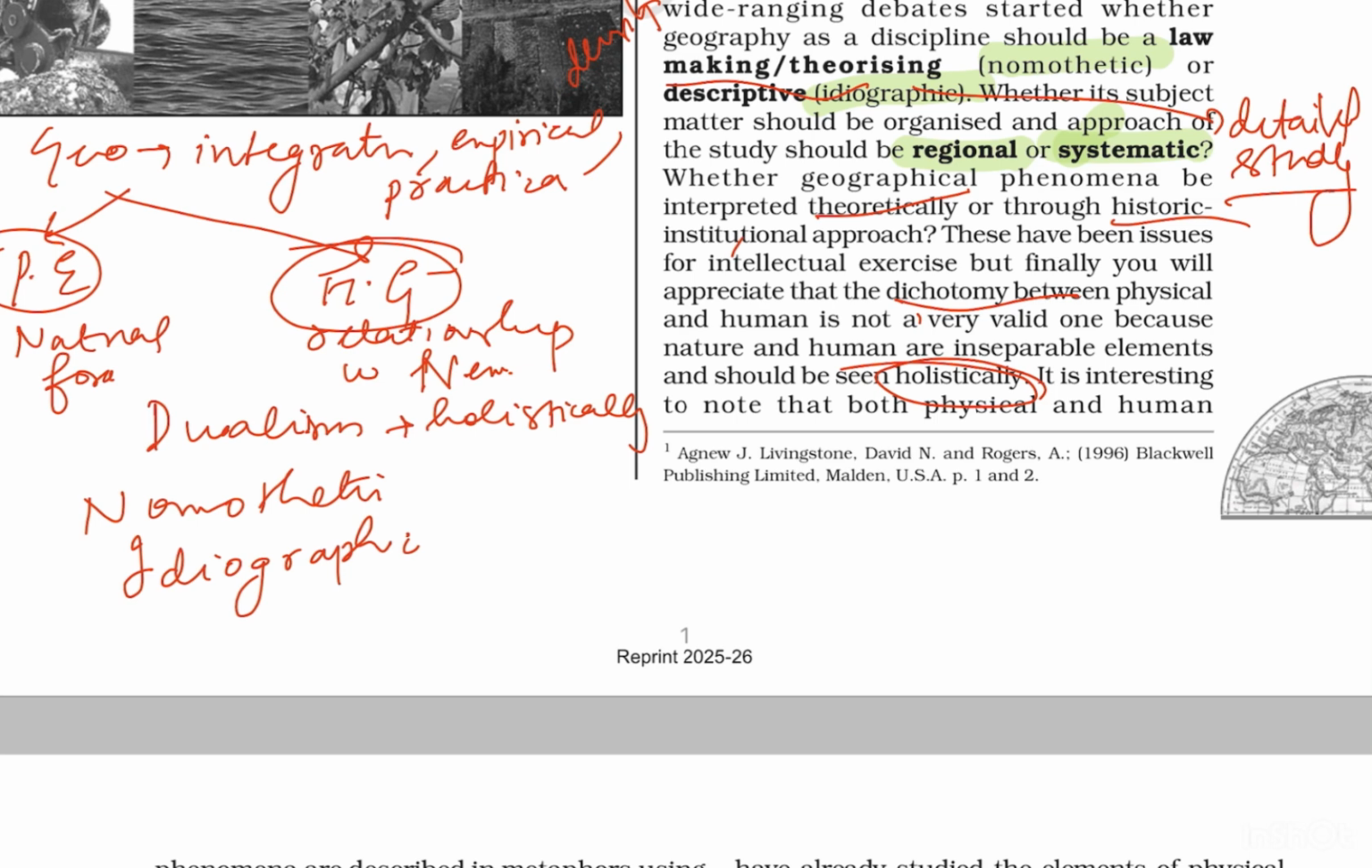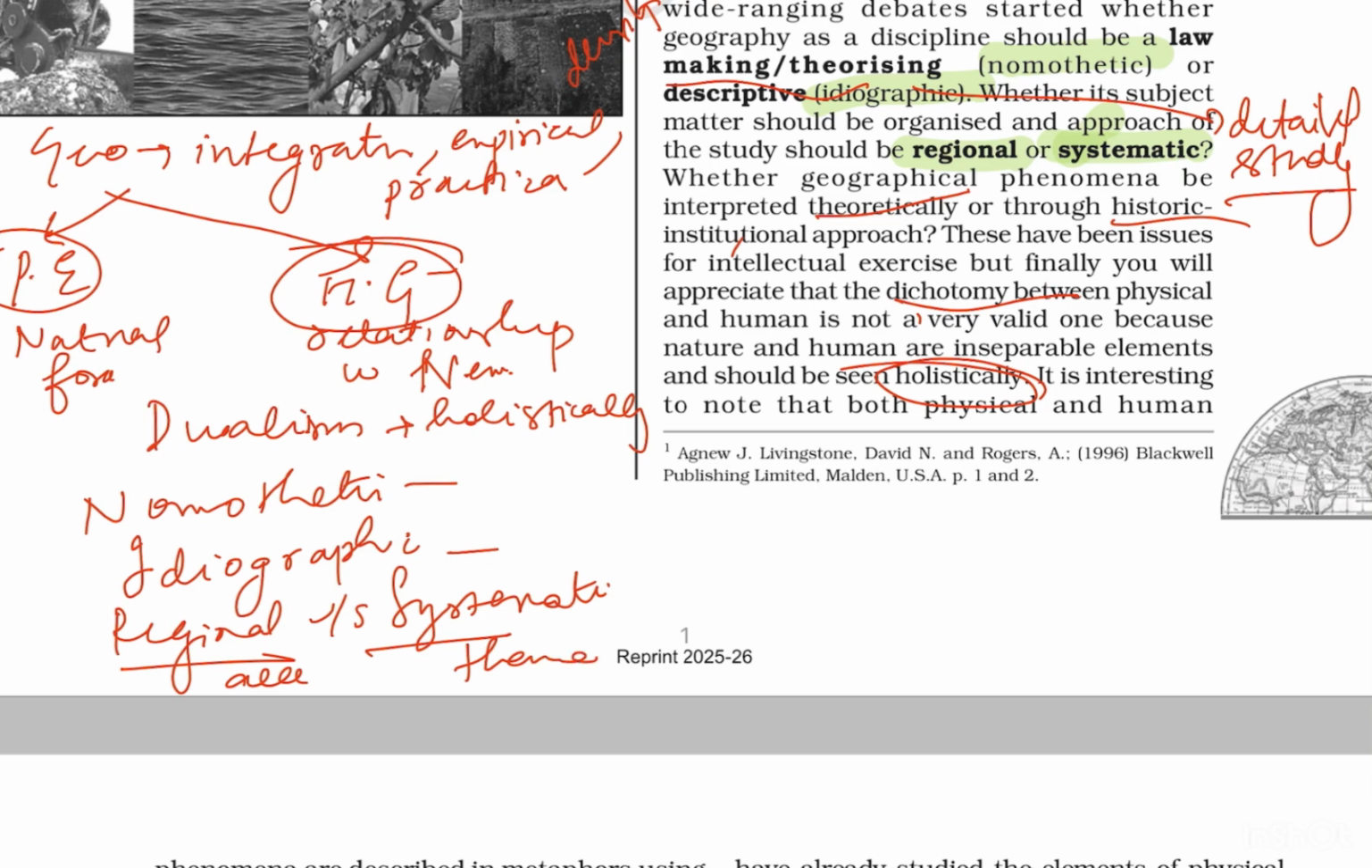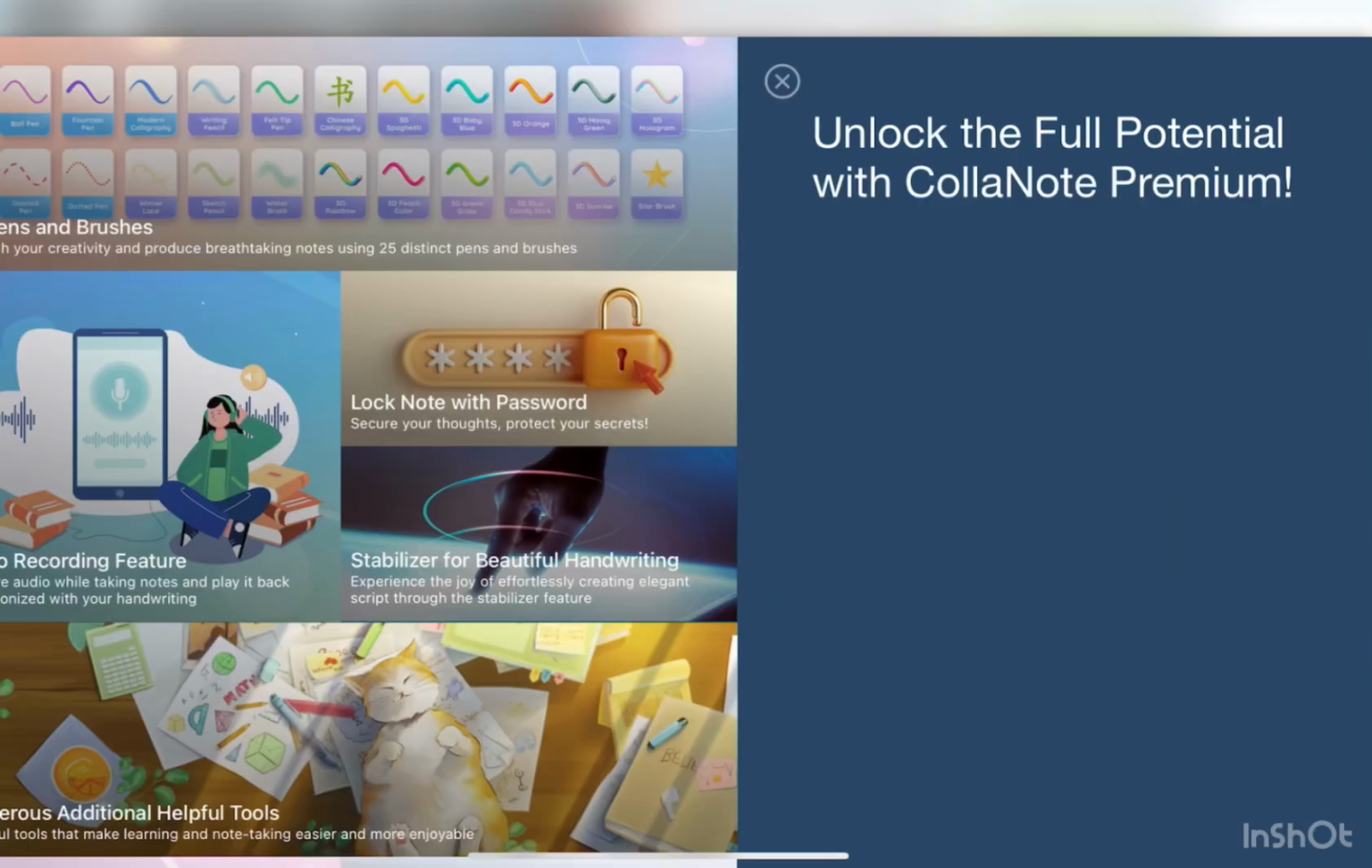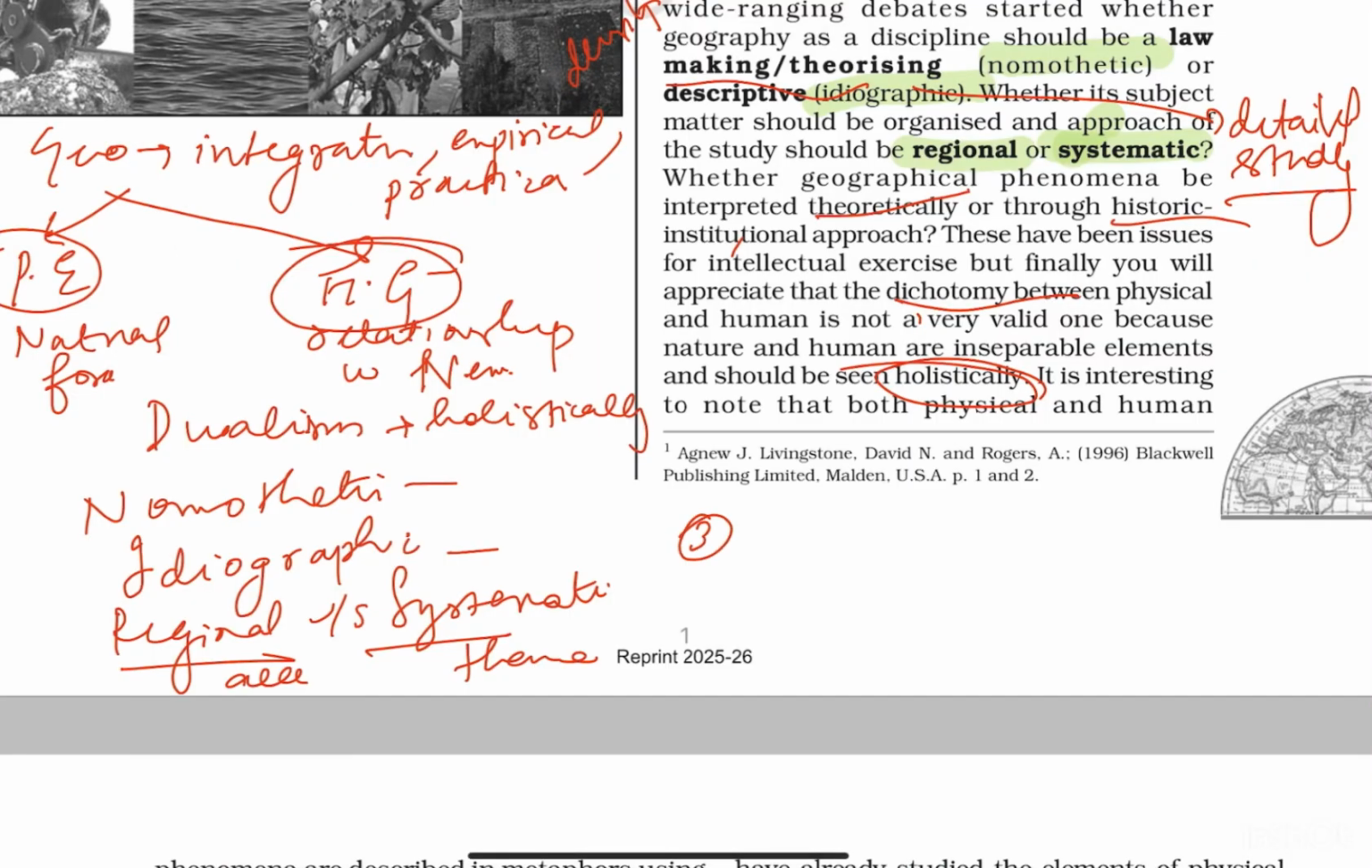Ideographic is description of the unique places, for example the case study of a village. Nomothetic, for example, the population patterns. Then we studied about the regional versus systematic debate, wherein should the geography be studied by area or by the theme.